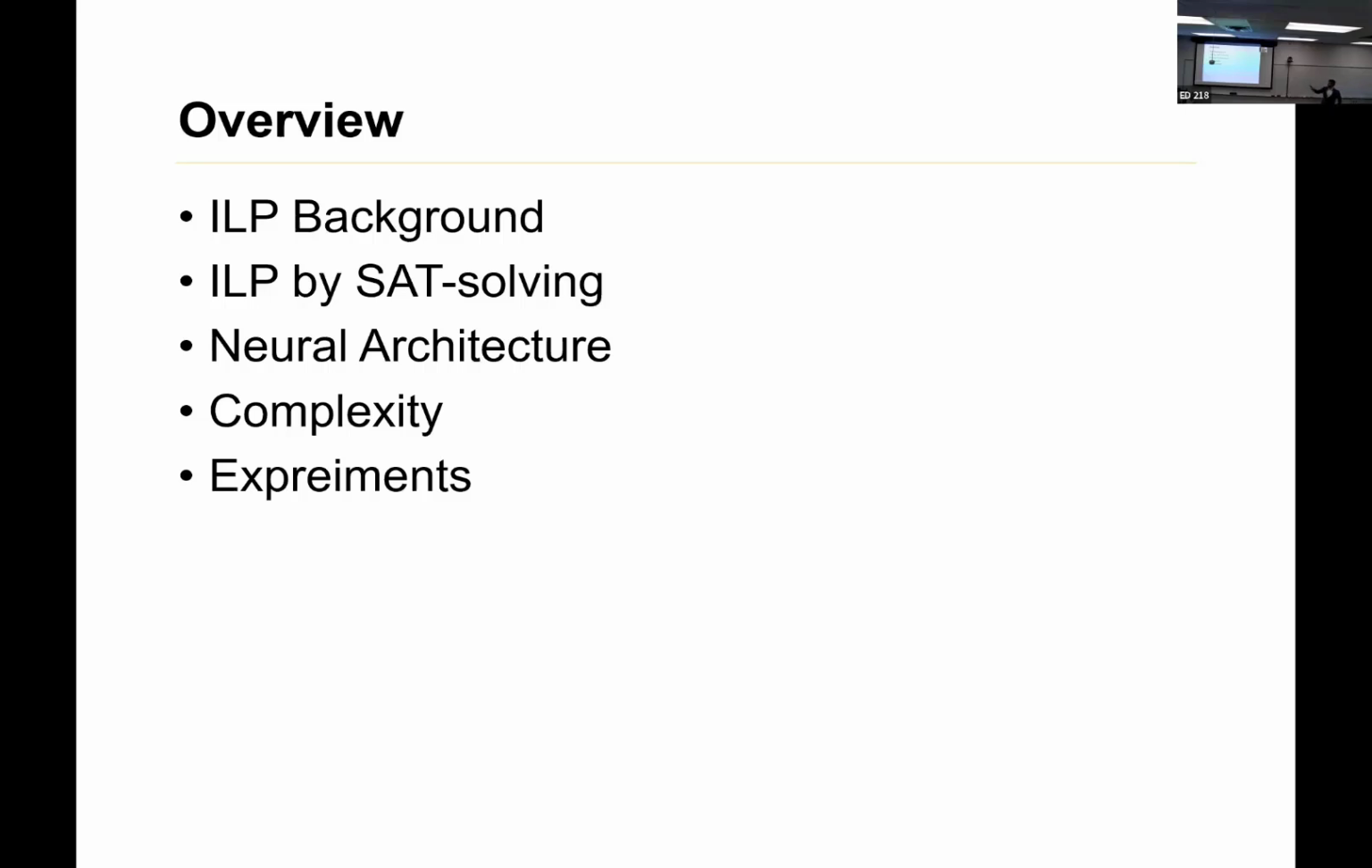So here's a brief overview of what we're going to talk about. I'll give a little bit of background on dILP, particularly as it relates to the paper we're discussing. Then I'll talk about dILP by solving the satisfaction problem, which is also the overall approach they take. And then I'll get into some details on the neural architecture. I'll talk about the shortcomings of this approach, which are primarily around complexity in terms of the number of weights you need in this neural architecture. And then I'll finish up with the experiments.